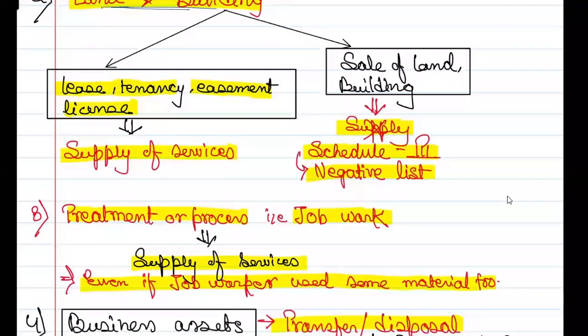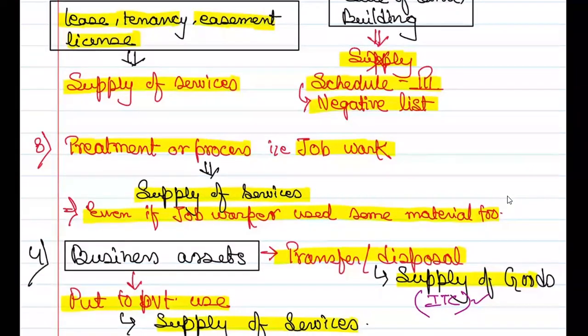Archana raised a question, I hope you remember. Treatment or process, that is job work, is always a supply of service. Even if the job worker is using some materials from its own site, it is still to be treated as supply of service.